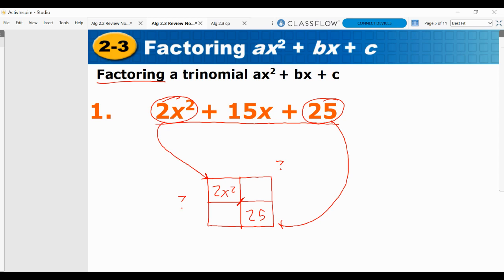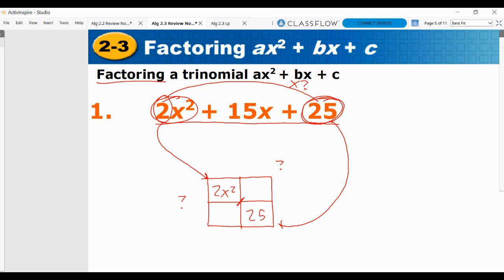To do that is very similar to what we did in video 2.2. We're going to take this number and this number. These get multiplied together.